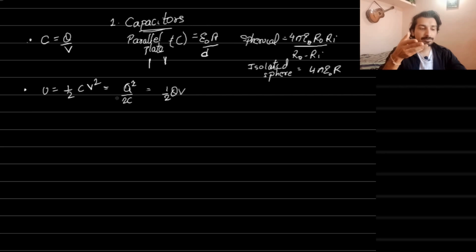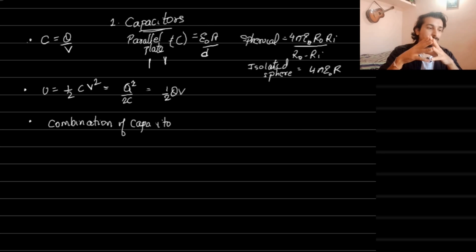And same way you can write it in terms of V. If you substitute the C value, which is nothing but Q by V, you get half QV. Okay, so these are the three formulas. Basically all three are the same thing. You can remember one and interchange them: half CV square, or Q square by 2C, or half QV.